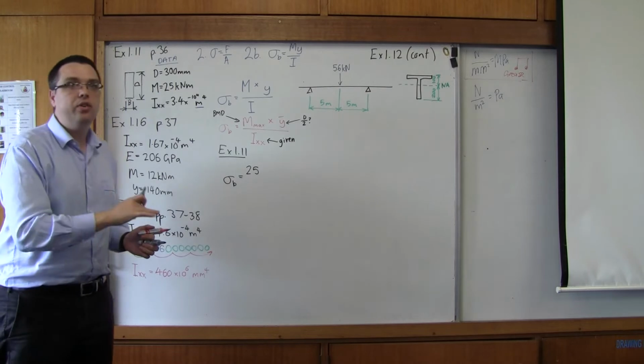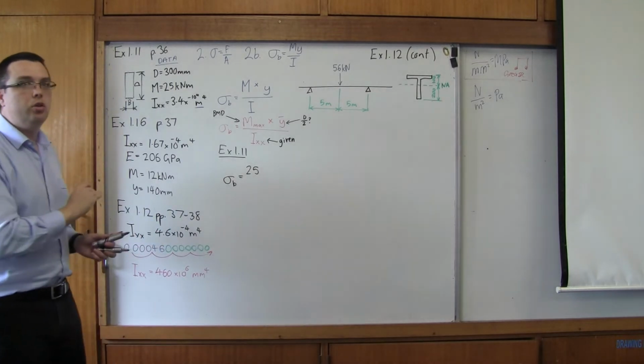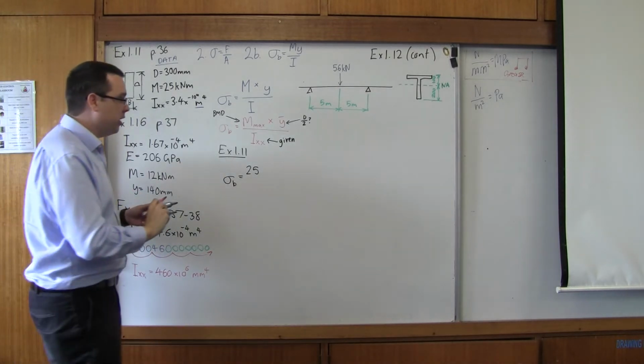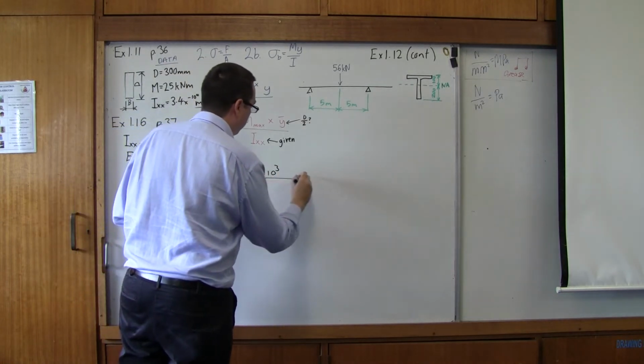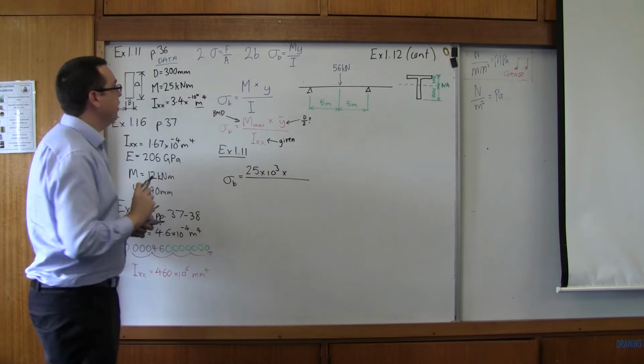So we're going to use everything in meters, but kilonewtons is not right. So we need to multiply that by 1,000. I'm not going to write 1,000, I'm just going to write 10 to the 3. Okay, what is our Y value?